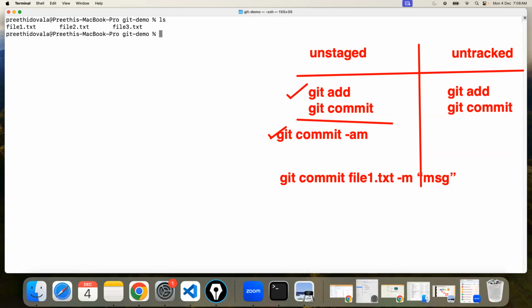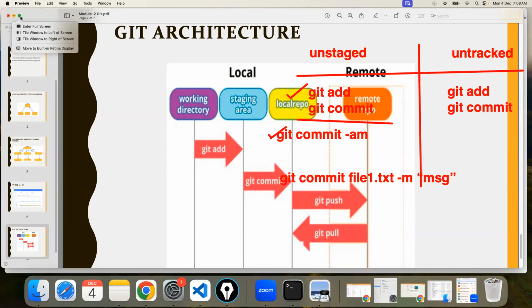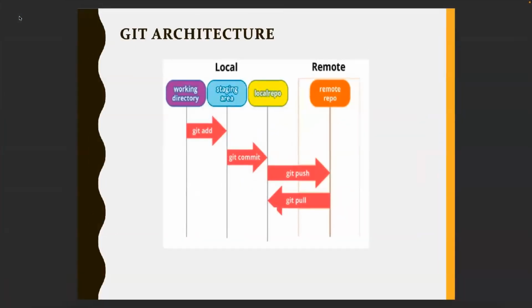Staged changes means those which are there in the staging area. Simple. Unstaged means in the working directory. Untracked means for the first time it will show you as untracked. Always keep this architectural diagram in your mind whenever you are working with Git. This should be there in the back of your mind. You relate to this diagram and then you work.